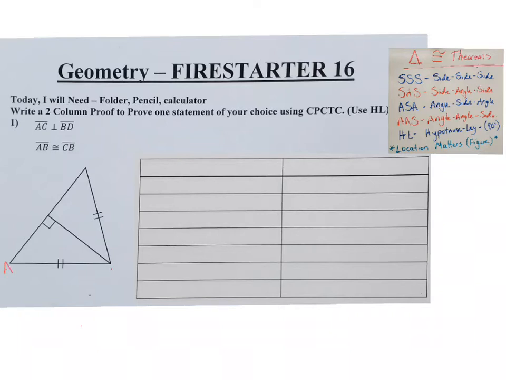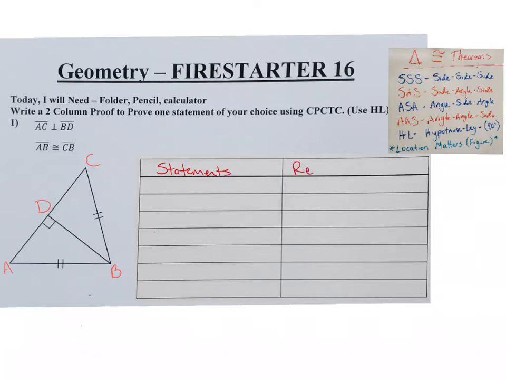I think I got to add the letters here, A, B, C, and then D. So we should have AB congruent to CB, AC, good. All right. So I forgot those letters on there. Now remember, whenever we're doing a proof, we're always going to start with statements and reasons. So if you're not sure what to do, this should at least start your proof.